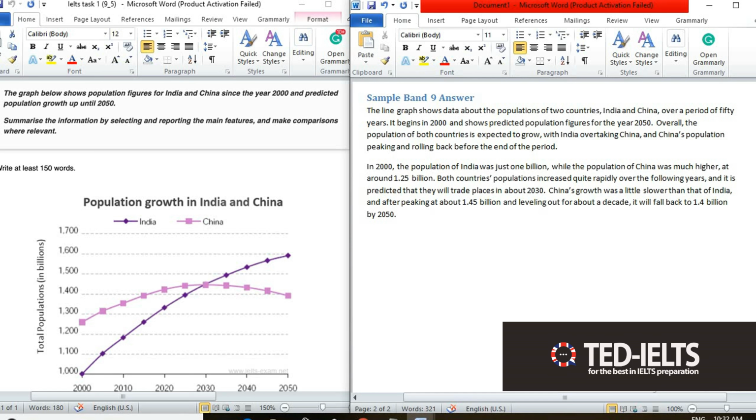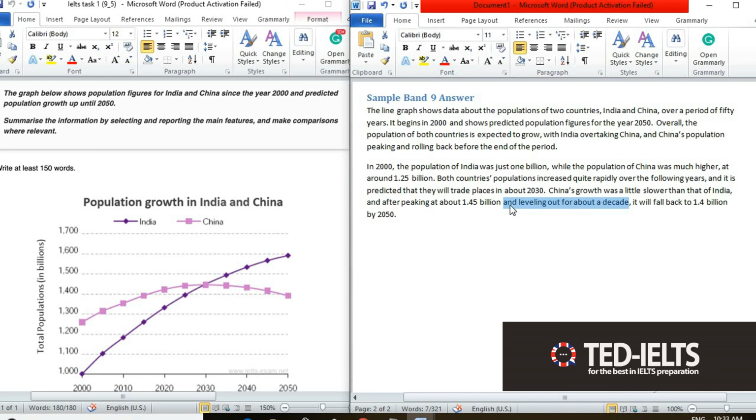So as I said, I'm going to get into talking about the finer details and mention that China's growth was a little slower than that of India. You can see India's very steep growth here. China also quite fast, but not as fast as India. Then I'm going to talk about the peak. So after peaking at 1.45 billion, which is around here, now it's hard to identify the peak. You can see there are several points on this line graph that refer more or less to a similar point.